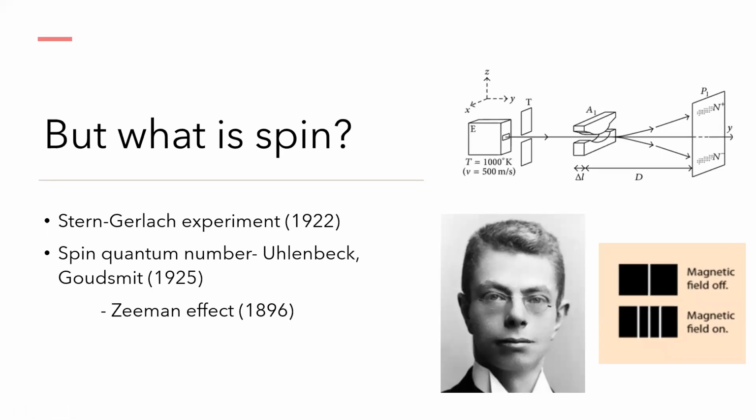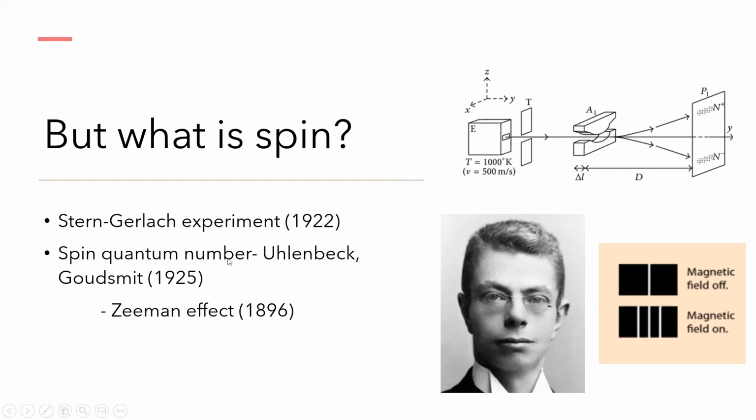But what they got was neither of those two things. They got two distinct lines above and below where the beam was aimed. And that was later attributed to spin. That was why that happened.